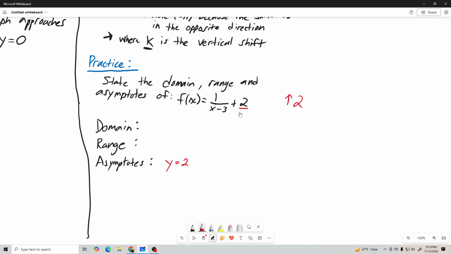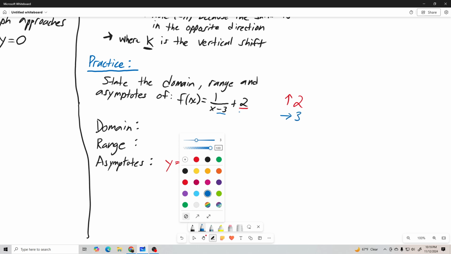But our range, let's go ahead and do blue, that sounds cool. All right, so we have this -3. Well, remember what happens with -3? -3 actually shifts it to the right. So this should shift it to the right 3, which means our other asymptote is x equals 3.